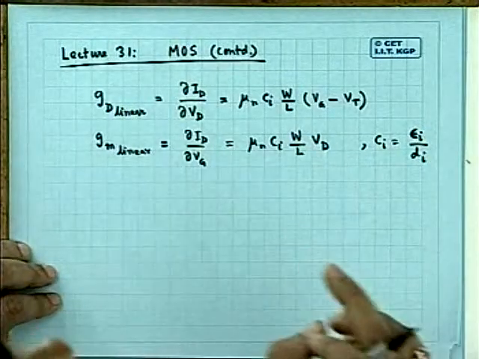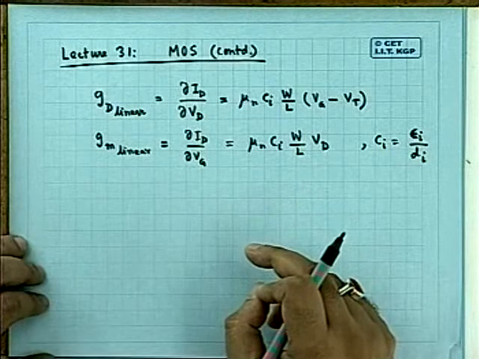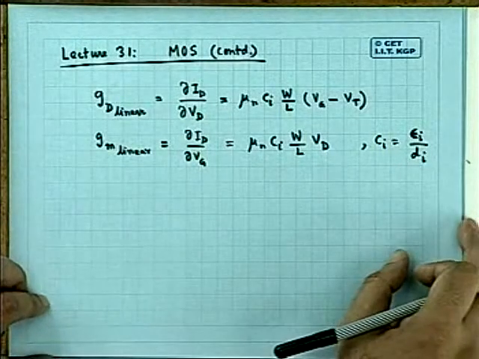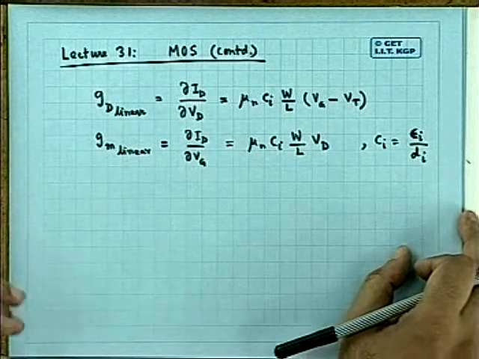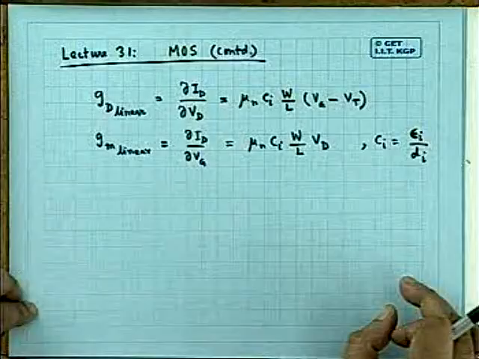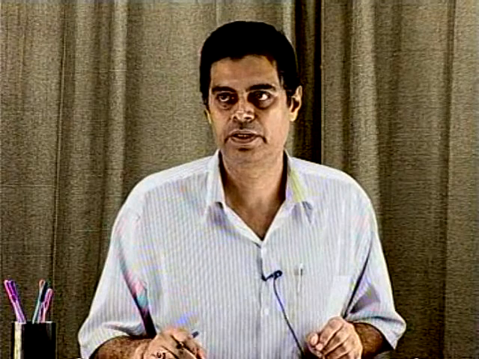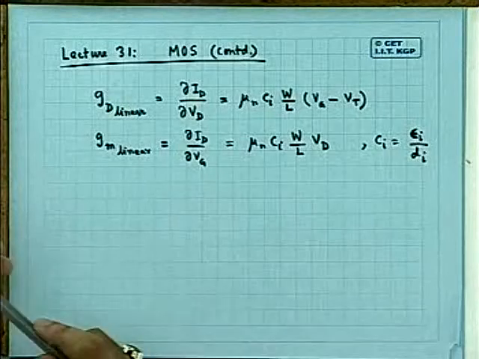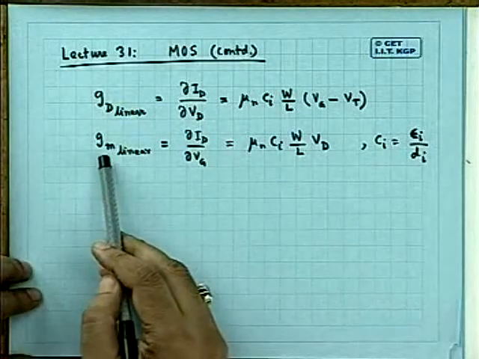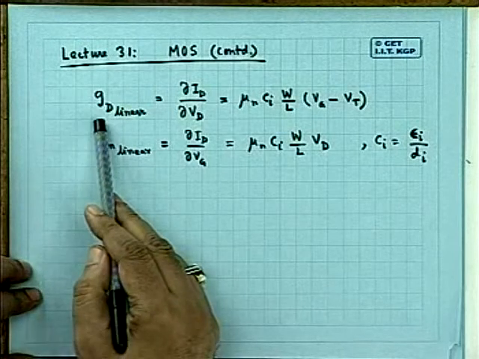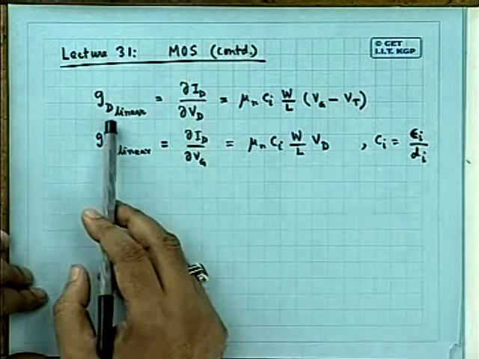It is directly proportional to this, so W by L is a geometrical factor, which is so important. Always in MOS physics or MOS device simulation, you'll find this W by L repeatedly comes. W by L is nothing but geometry control by mask geometry. While fabricating, by controlling the mask geometry, we can control W by L. The higher the value of W by L, the higher GM or higher GD, both are very desirable. Lower GM or lower GD is undesirable.